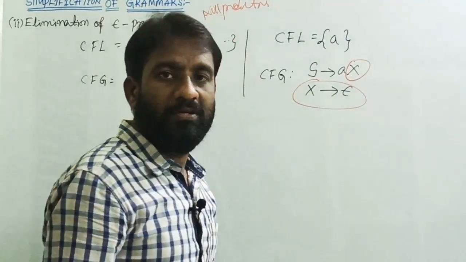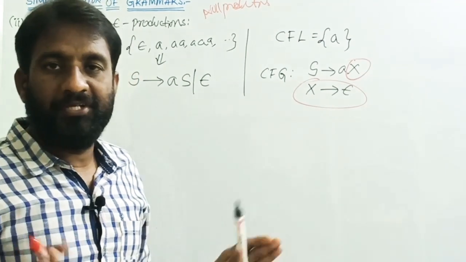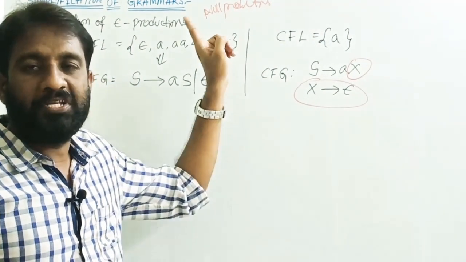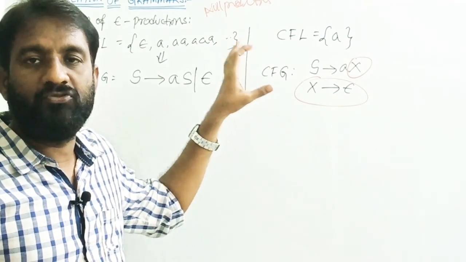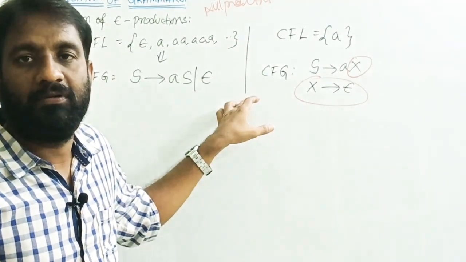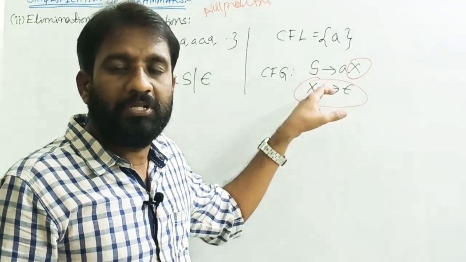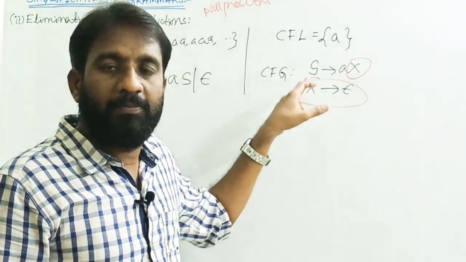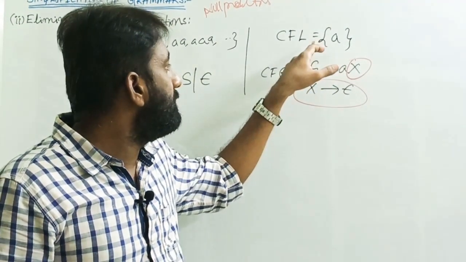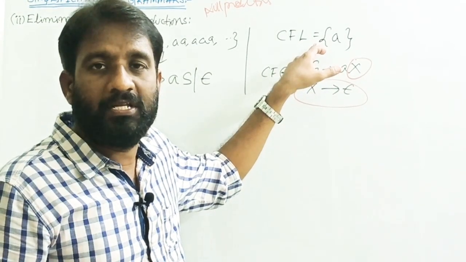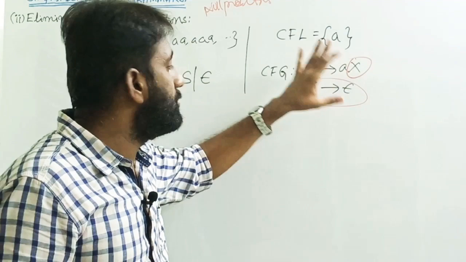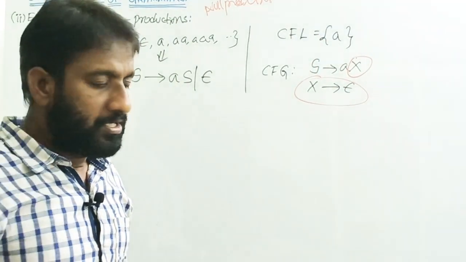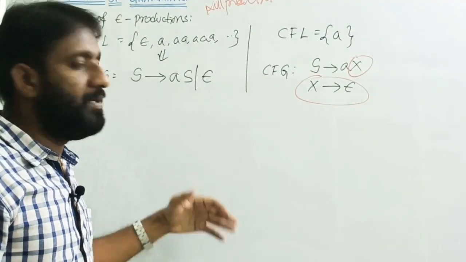So my point is, if a context free language contains epsilon, then it is mandatory to include an epsilon production in its grammar. If a context free grammar contains an epsilon production, but the context free language does not contain epsilon as a word, then there is no necessity to include the epsilon production in the grammar. Let's see how to eliminate epsilon productions.